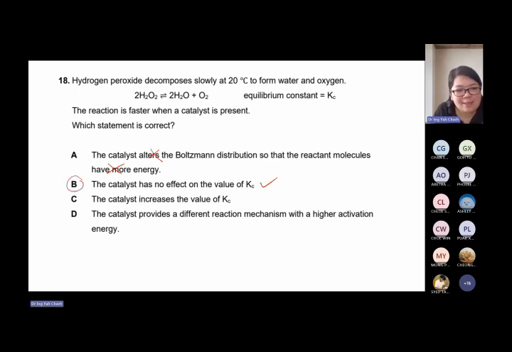Let's also look at why C and D are not correct. C, the catalyst increases the value of Kc. We already said it has no effect, so increasing the value of Kc is not correct. D, the catalyst provides a different reaction mechanism with a higher activation energy. It's lower. If it is higher, then what's the point of using a catalyst? We don't use a catalyst if it will make the activation energy higher. It will always make the activation energy lower. So this answer is B.